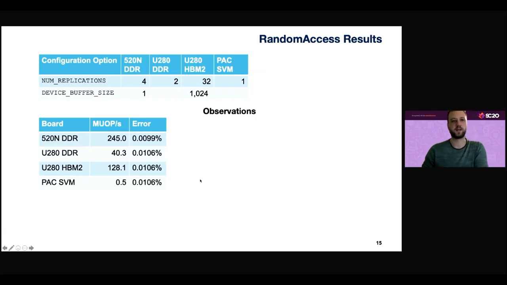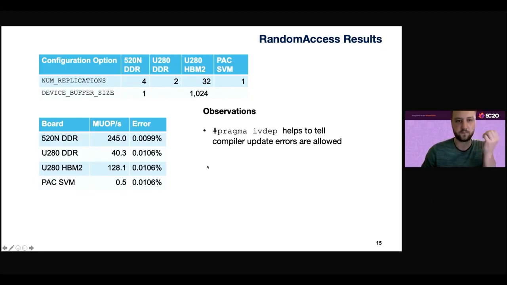So if we look at the results here, you can see in this table the total performance results, in mega updates operations per second. This is the metric that is used for the random access benchmark. You can see that the 520N board actually had by far the highest performance. And this is because we could use a nice trick here. For the Intel compiler, there's the possibility to tell the compiler that we don't want to consider this memory dependency. And with that, we could create this single pipeline and reduce the stalls there.